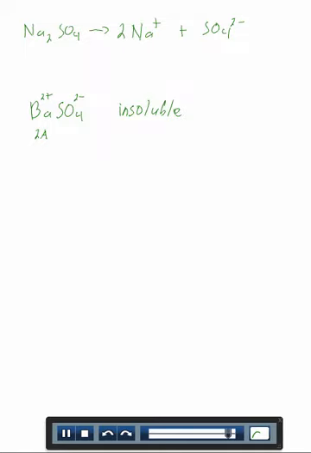It's easy to predict which compounds are soluble and which are insoluble just by simply looking at the table and pairing the positive ion to the negative ion and looking at the table to see if it's soluble or not.